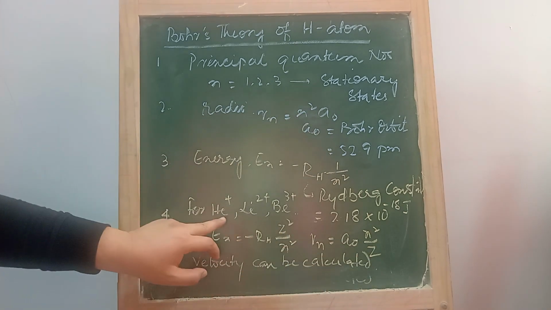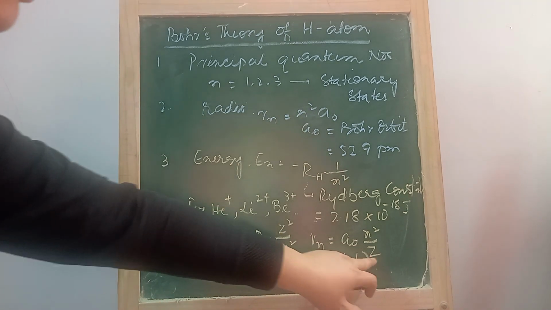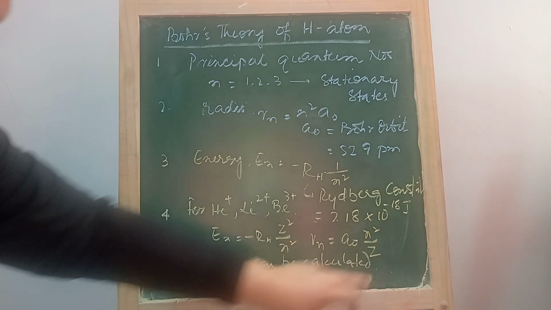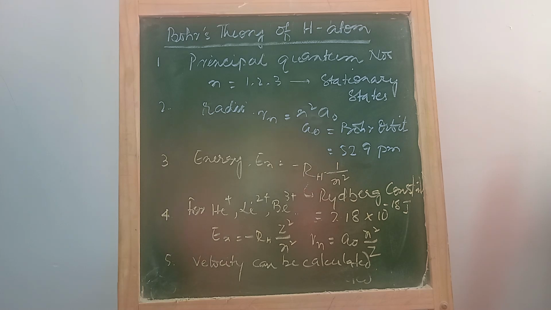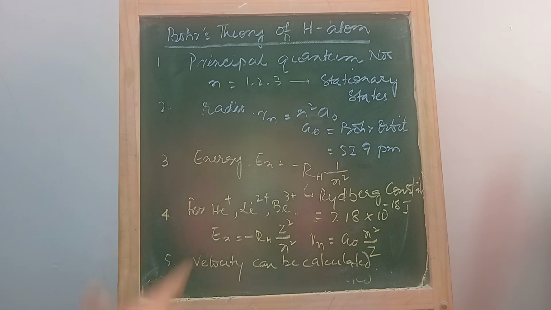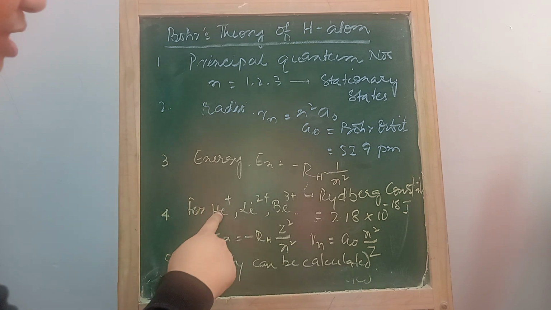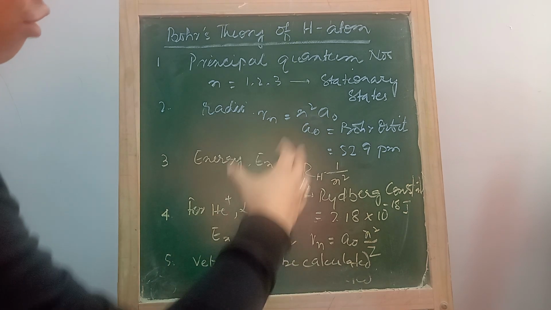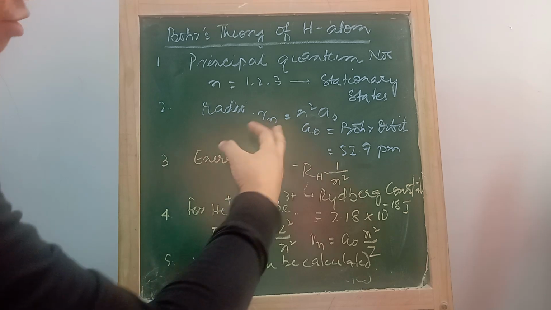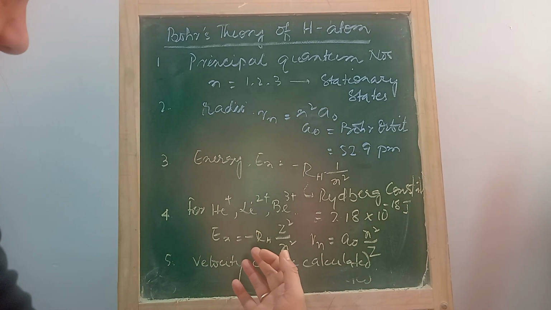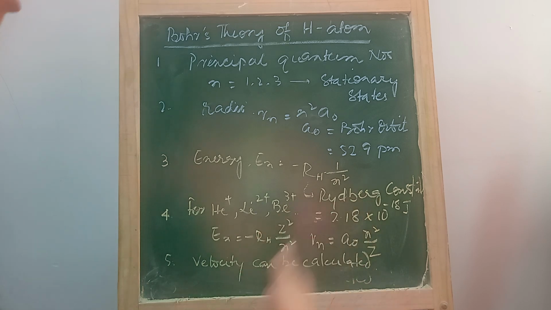And while calculating the radius, you have to take the same formula, the same relationship, but divided by the atomic number. For helium, Z will be 2, for lithium it will be 3, and for beryllium it will be 4. The relationship is similar, only the atomic numbers are inserted because the number of protons is more here. They have 2 protons, 3 protons, and 4 protons.